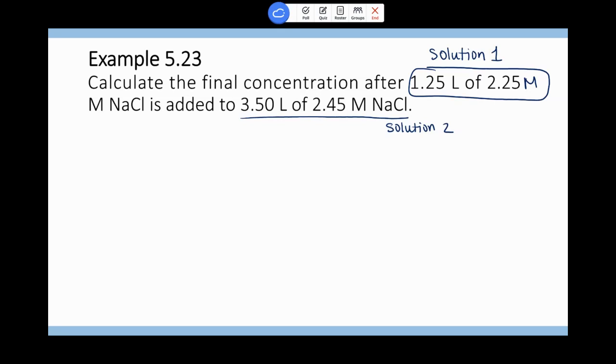So to find the final concentration, we need the total number of moles of solute. Find moles of solute from solution 1, moles of solute from solution 2, and add them together, and then the total volume. So let's do solution 1.